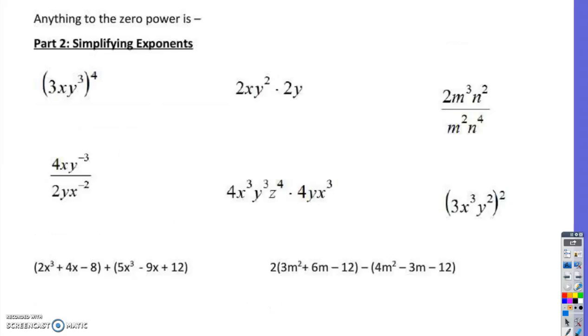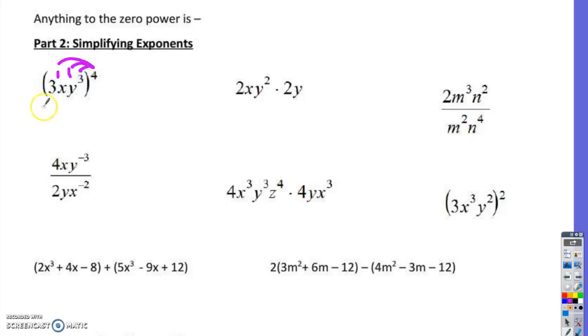Now down here into part 2, simplifying exponents. This is where I'm going to actually work through these with you. Now remember, it may help you to fill in the little invisible exponents that we have out there. So this is 3 to the first power, x to the first power, y to the third power, and this whole base is being raised to a power of 4. So this is the power to a power rule. We're going to distribute our powers to the powers, okay?